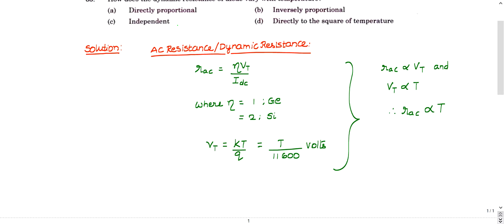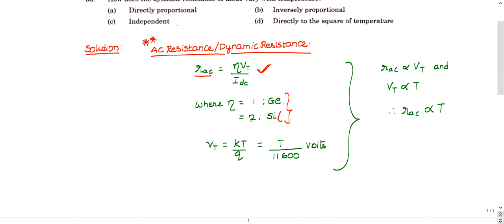So dynamic resistance is also called AC resistance. I discussed in question number 20. Dynamic resistance is denoted with a small r, AC resistance we will call. This formula is given by eta Vt by IDC. Eta is 1 for germanium and it is 2 for silicon. It is 2 for silicon only for large currents. For small currents again it's 1.